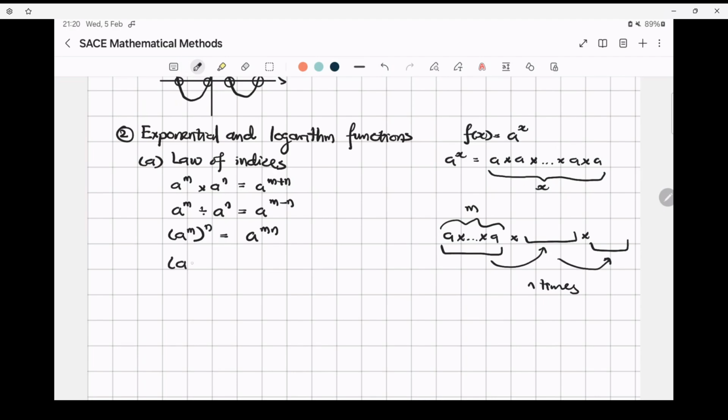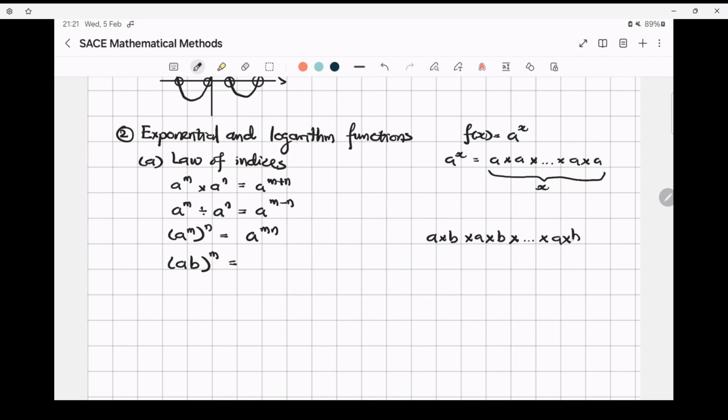So if you have a multiplied with b, both to the power m, you can easily tell that based on all the illustrations that I did before. So a times b times a times b and so on. All this multiplication you multiply m times. So then you can count individually how many a's. Of course you have m times, and you multiply with b m times together.